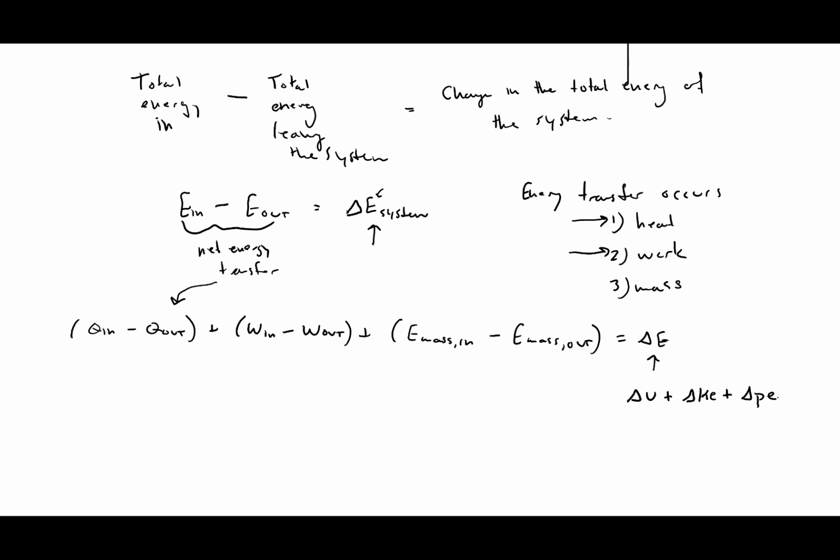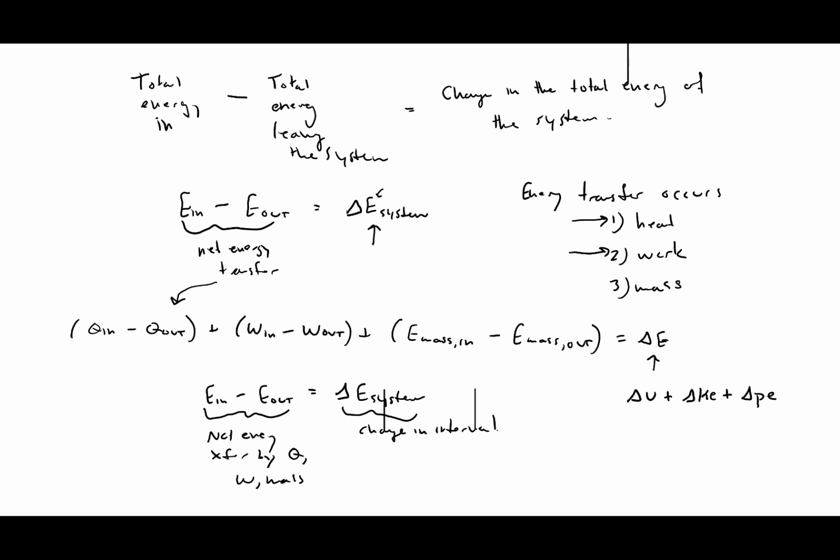So what we can do, I'm just going to rewrite this equation like this. Energy in minus energy out is equal to the change in the energy of the system. So this is the net energy transfer by heat, work, and mass, and this is the change in internal, kinetic, and potential energy. So really it's 2 ways of writing the same thing. So we can either think of energy as flow work, heat in or heat out, or we can think about it in terms of the change in internal energy, the change in kinetic energy, and the change in potential energy.